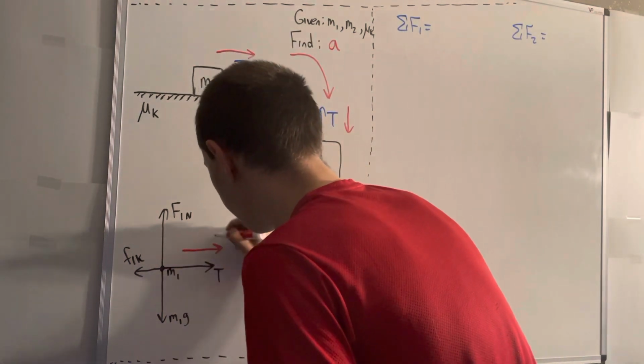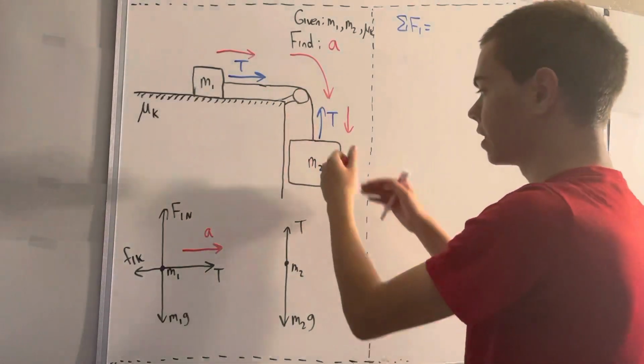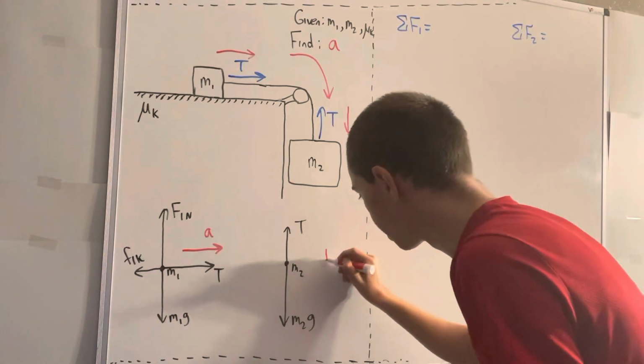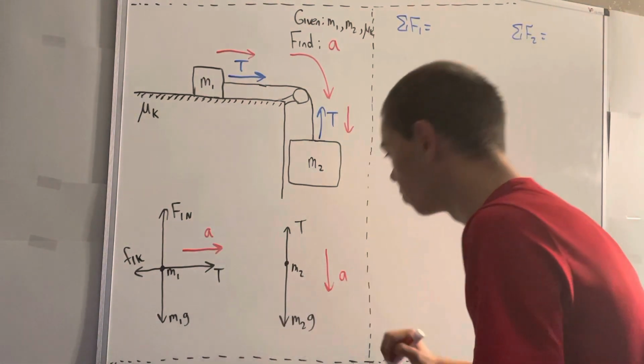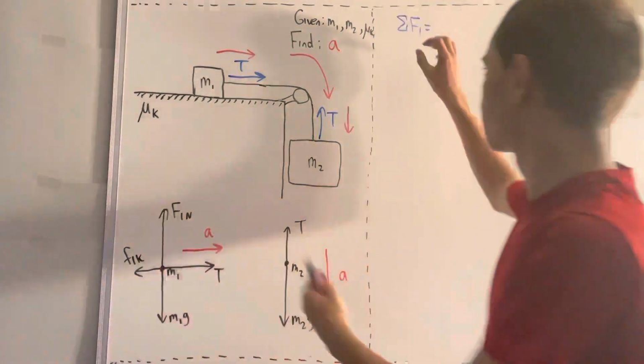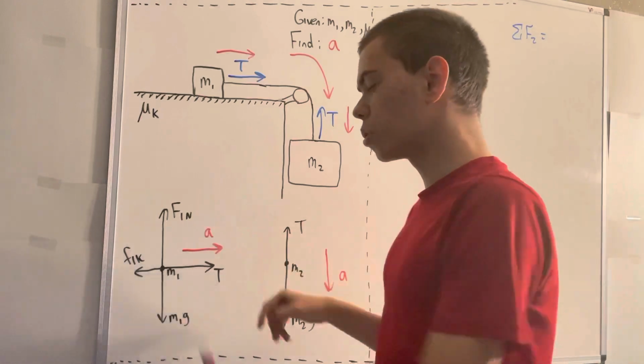Right, to the right. This is the direction of the acceleration of block 1. And the acceleration of block 2, it's downward, isn't it? So this is the direction of acceleration for block 2. Starting with block 1, we're going to start by doing block 1. Acceleration is only to the right.